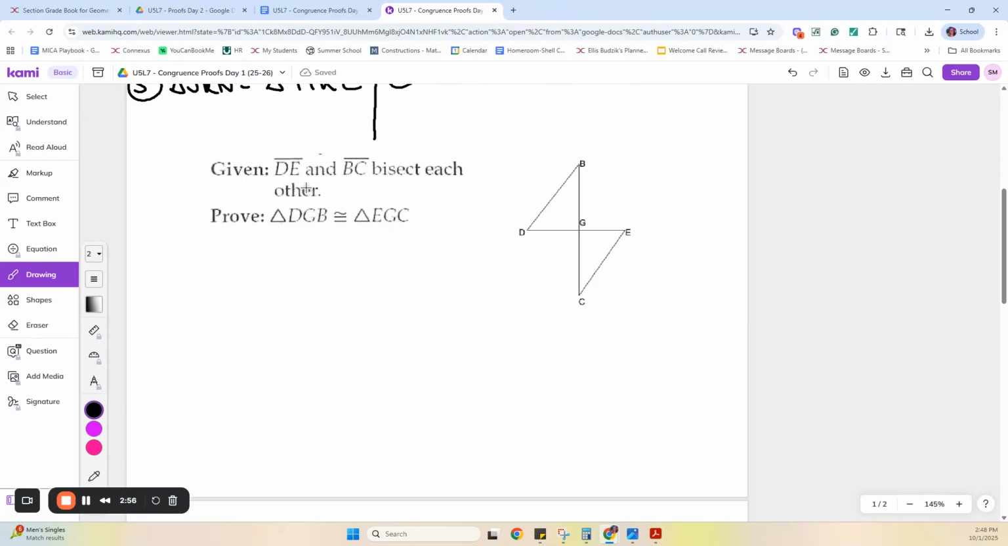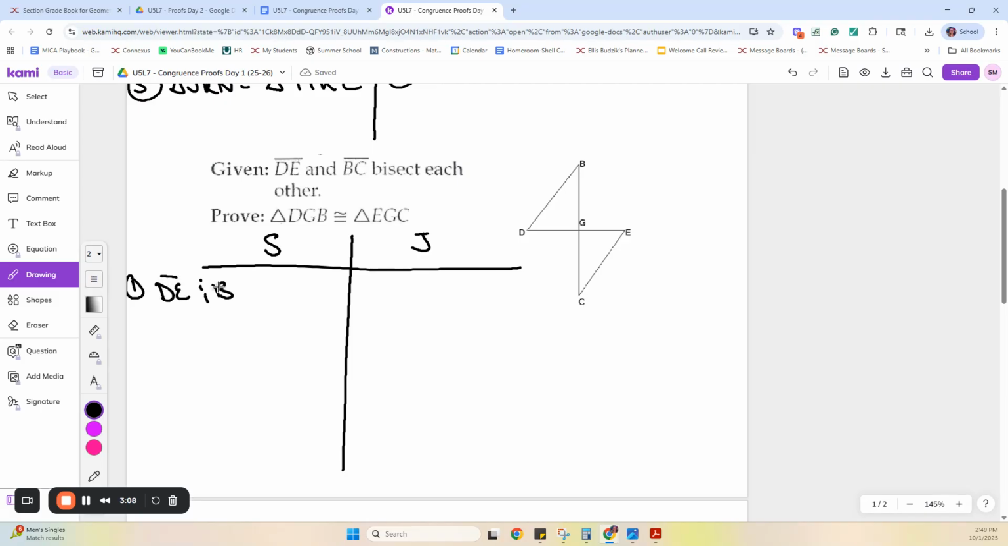Next one, DE and BC bisect each other. So let's go ahead and write that. So we have statements, justifications. DE and BC bisect each other. That was given to us.